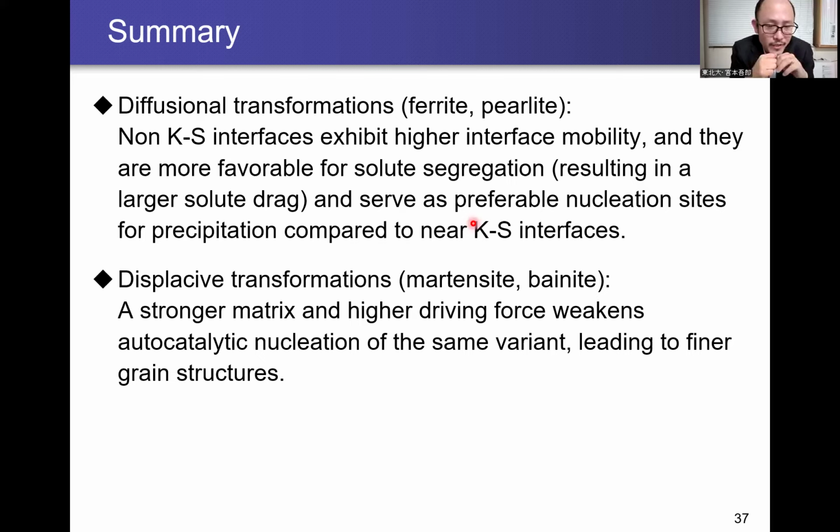And in the second part, the martensite and bainite. So the CP group and Bain group become dominant depending on the transformation condition and also alloy composition. And the stronger matrix and higher driving force can refine the grains of martensite or bainite, because the autocatalytic nucleation of the same variant can be weakened by a strong matrix and high driving force.